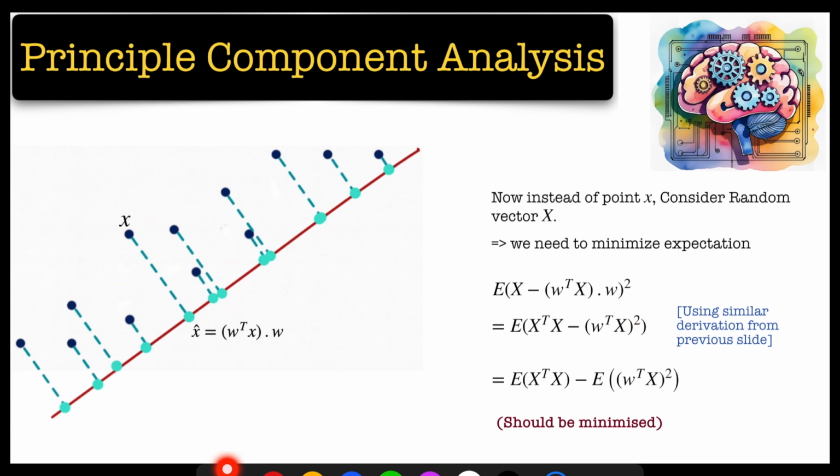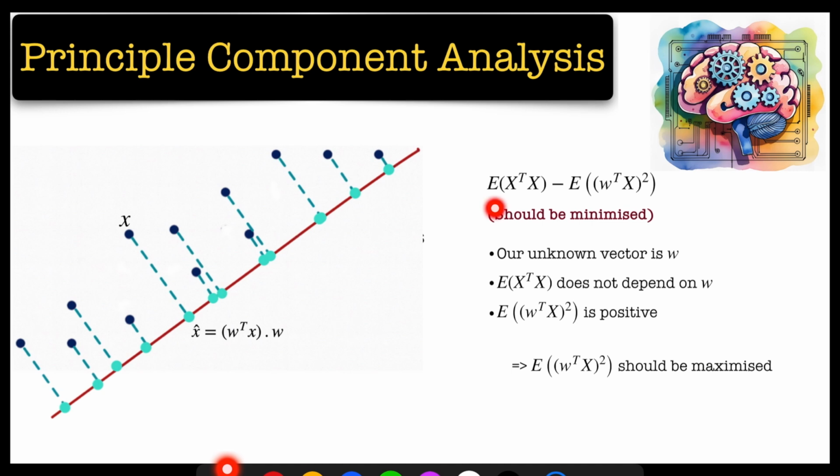We can write it as E of x transpose x minus E of W transpose x whole square. This thing should be minimized. If this is to be minimized, consider a few things. Our unknown vector is W that we want to find out, right? But this part, E of x transpose x, doesn't depend on W. We can just ignore this part. Then we have to minimize the minus of this part.